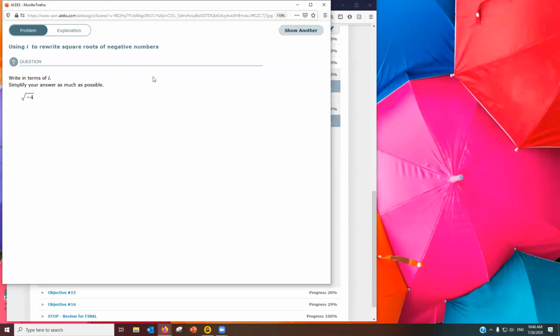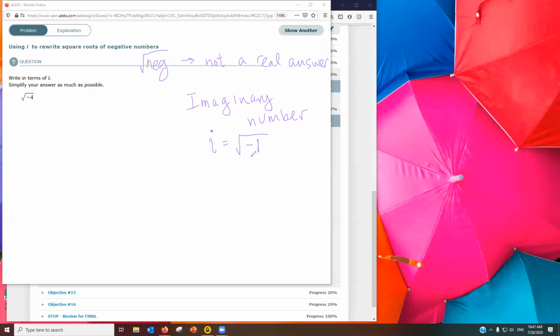Well, you might remember that we said earlier in the course, if you take the square root of a negative number, you end up with an answer that's not a real answer. And that's true. But we have an alternate method here to handle this. We use something called an imaginary number. And an imaginary number is written using the letter i for imaginary. And it's defined to be the square root of negative 1.